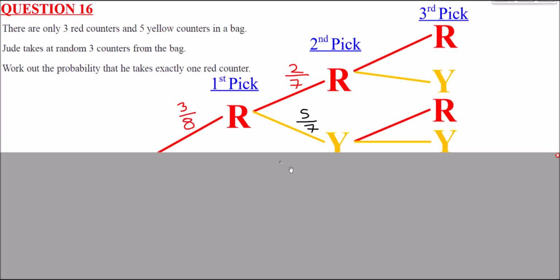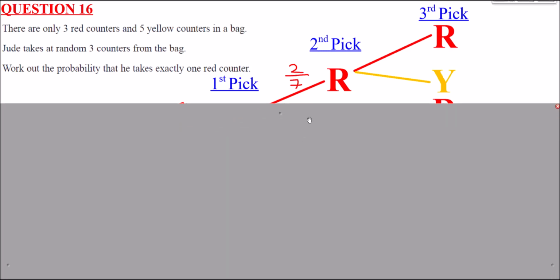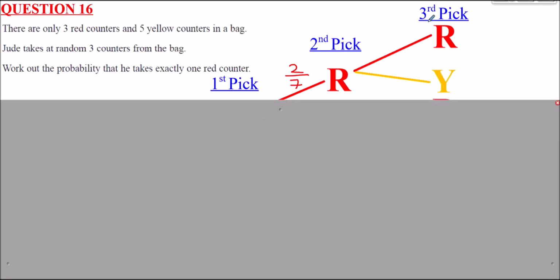And again, just focusing on this very top branch, imagining you've picked 2 reds in a row. For the third pick, 2 counters have gone, there's now only 6 left. If 2 reds have gone, there's only 1 red out of 6 left. If 1 out of 6 are red, the other 5 out of 6 must be yellow.